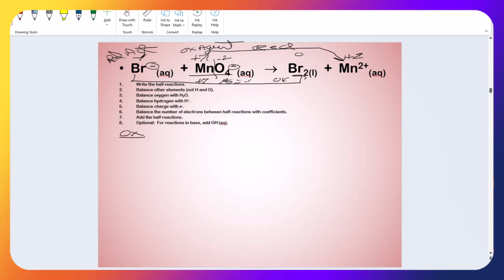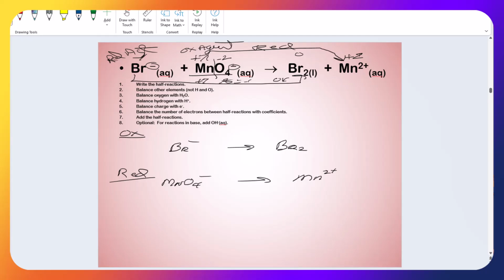We'll do the oxidation half reaction first. That's going to be the bromide ion, so bromide ion, -1, and it's going over here to Br2. Okay, and then the reduction half reaction, that's going to be our permanganate, MnO4 minus, and it's going over here to Mn2 plus.